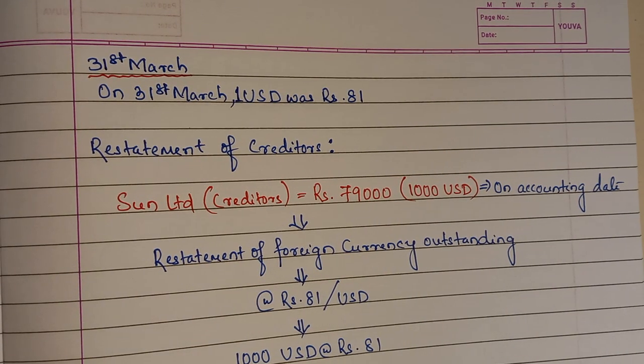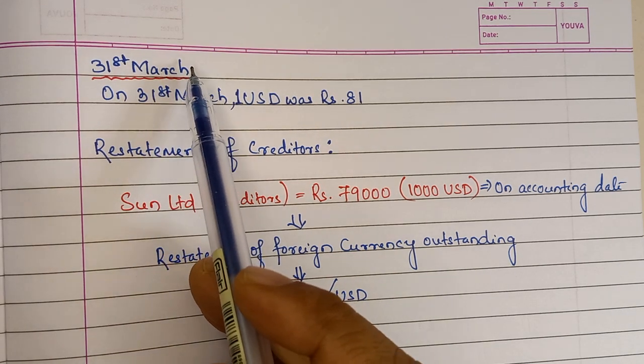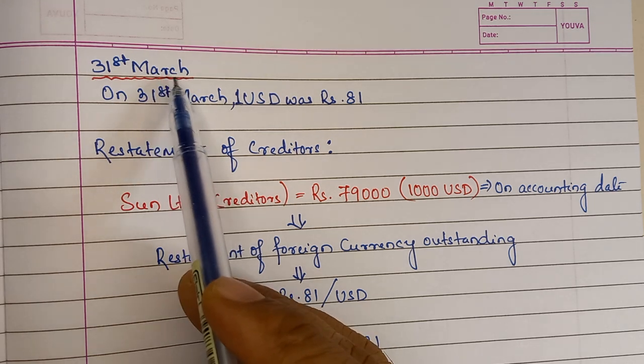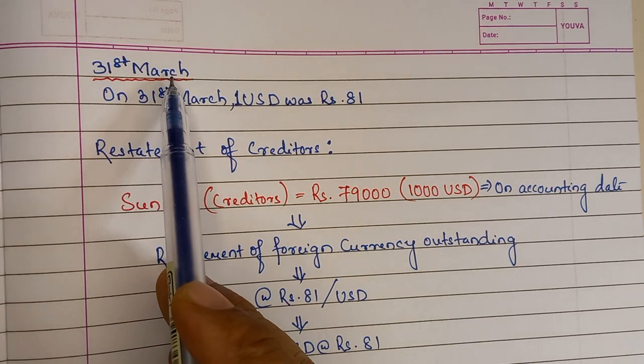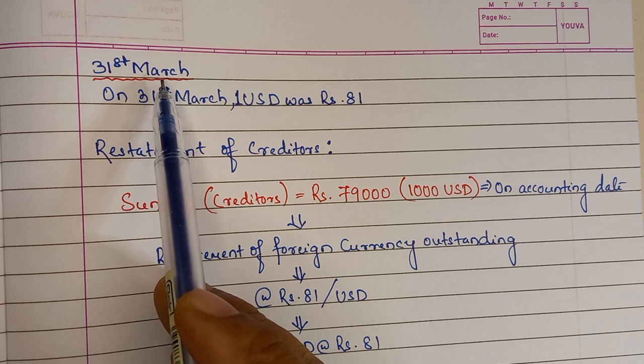Now, before we go to 19th of April and book a realized loss of 1,000 rupees, I am going to explain to you about the restatement, when we have to restate the balances. So on 31st March, because we purchased in the month of January, material reached in the month of March, and the payment due date was 19th of April, right? Now in between, before making the payment on 31st March, we have to restate our creditors and debtors balances, correct? This is as per the accounting standard, we have to restate the balances outstanding to our foreign parties.